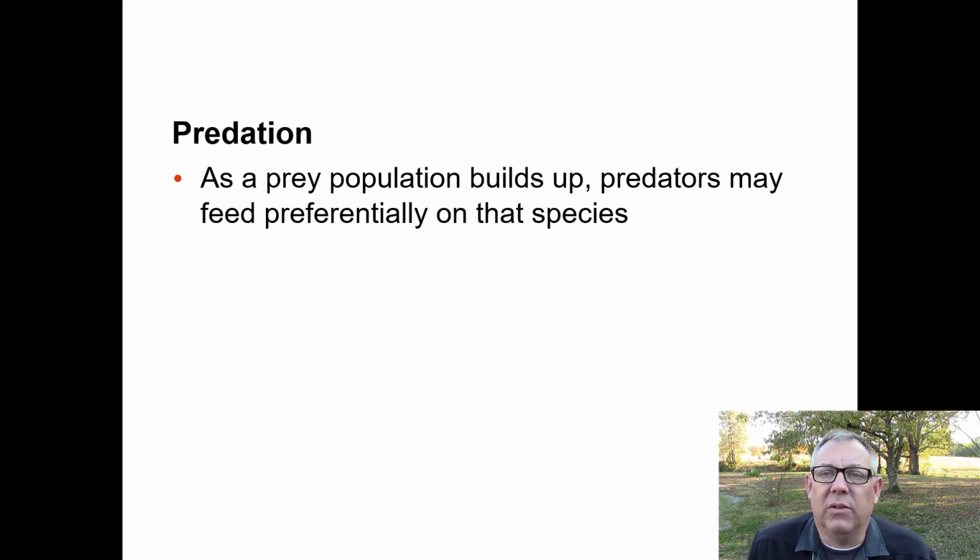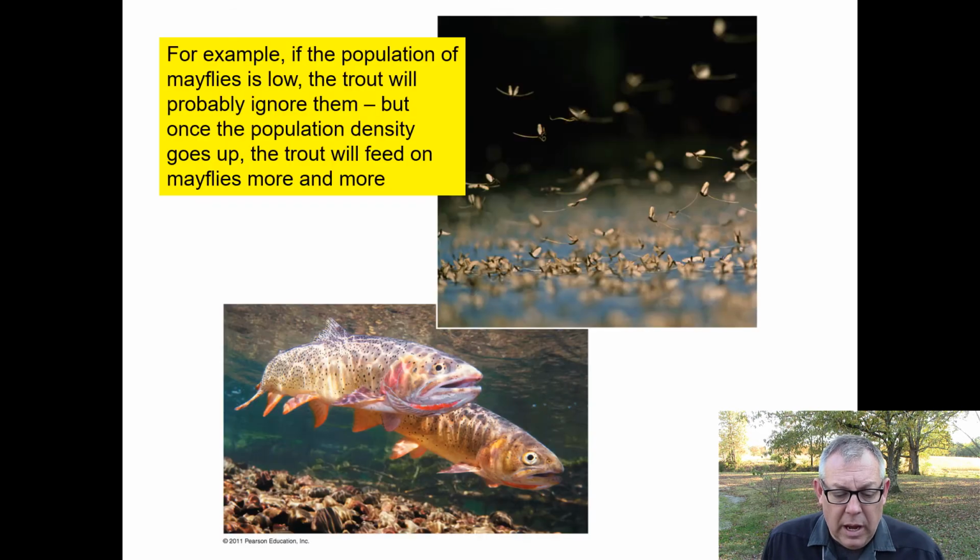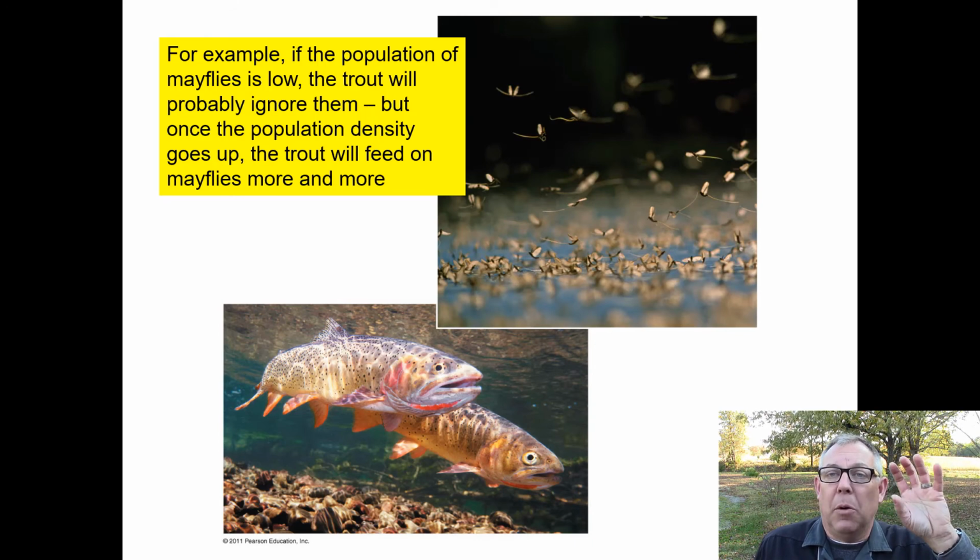Predation can get more intense as the density gets higher. For example, you've got these trout that feed on mayflies. When the mayfly population is low, the trout don't really pay attention to them. It's not worth their time. But as the density of mayflies gets higher and higher, the trout switch to mayflies and their predation rate gets higher because now it's worth their time. And so the trout will feed on the mayflies more as the density goes up, and that sets a limit to how high the mayfly density can be.